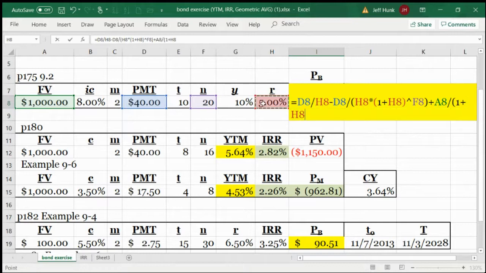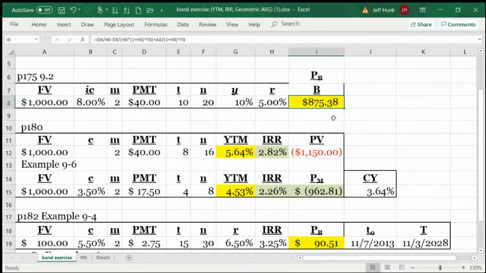So divided by (1 plus R) raised to 20, right? There you go. And you hit enter, and it comes to 875.83. And that was part A.